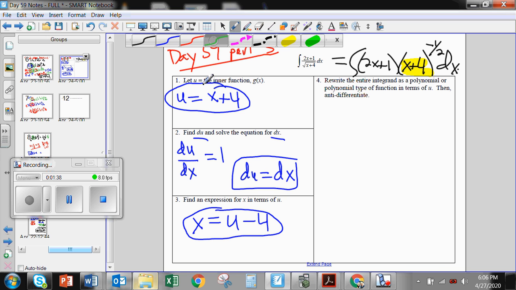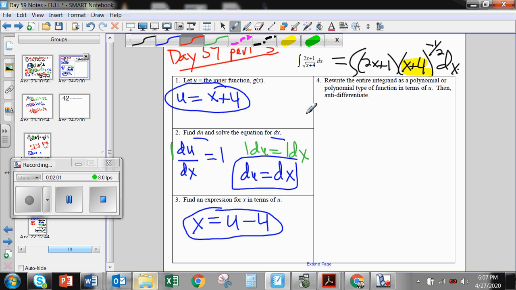That's a step I could have done in there, and we'll do that more on day 60. Okay, so I'm really just multiplying both sides by dx. Okay, so the next part is just going to be a lot of algebra. So rewrite the entire integrand as a polynomial or polynomial type of function in terms of u.